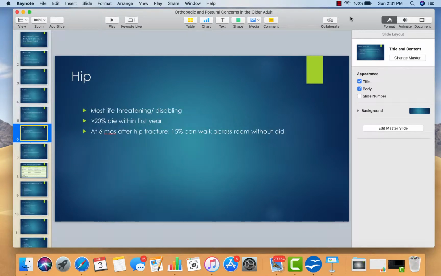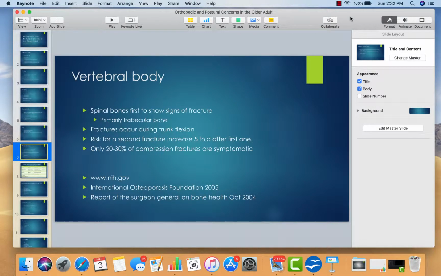The hip is the most life-threatening and disabling injury when fractures occur there. 20% die within that first year. Statistics show that about 6 months after fracture, 15% can't even walk without an aid. And we're really not talking about people having total hip replacements that are elective. We're talking about people that fracture their hip, and end up having the total hip replacement or the ORIF.